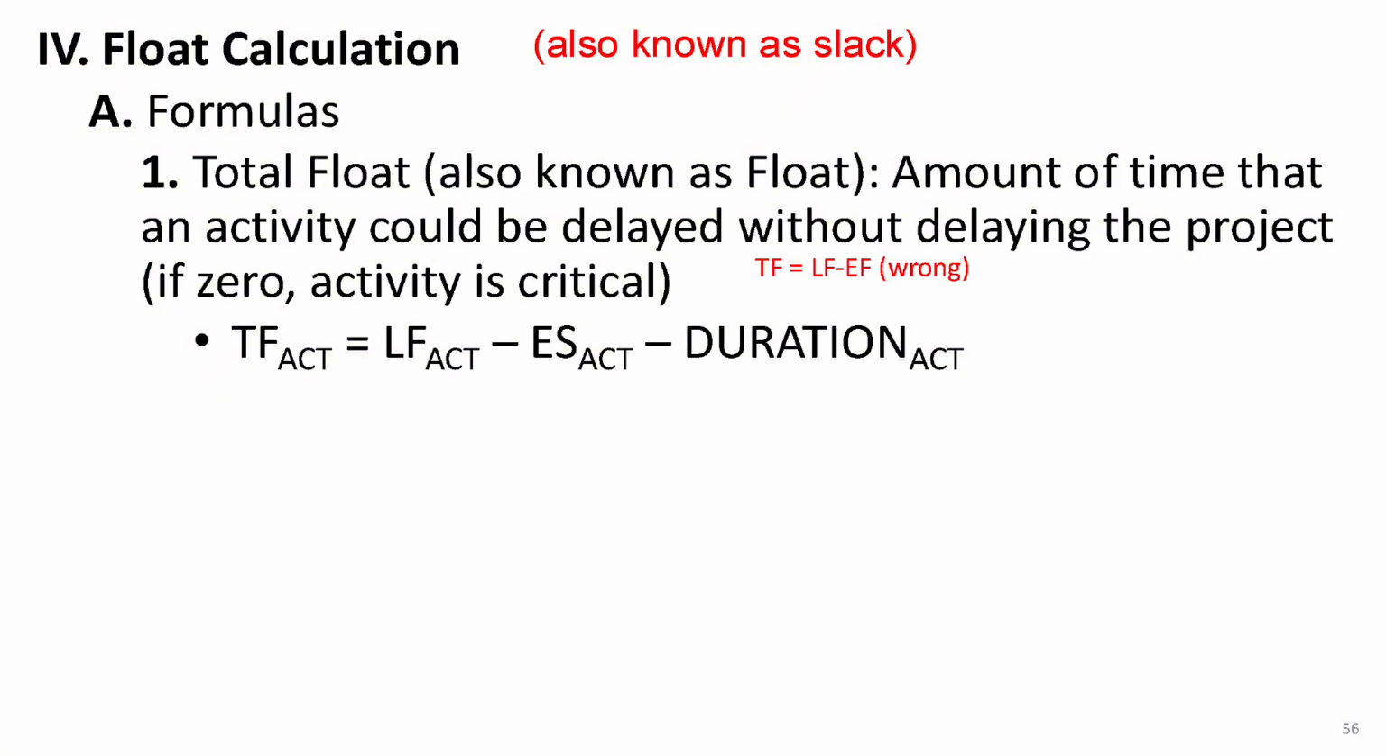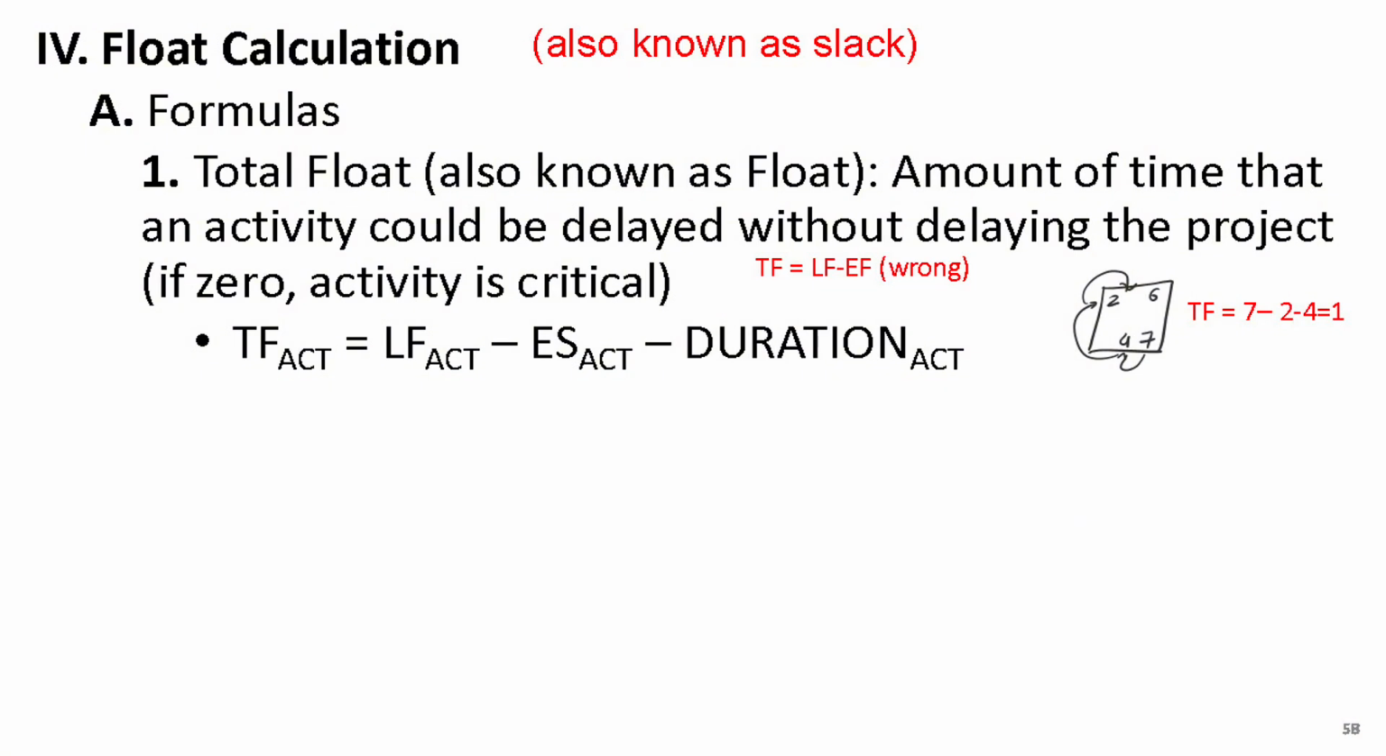Let's apply the equation to this example, which has an early start of 2, a late finish of 7, and a 4-day duration. Then you calculate total float as 7 minus 2 minus 4, which gives you 1. You would then present total float on the PDM network by placing the total float between the early start and early finish.